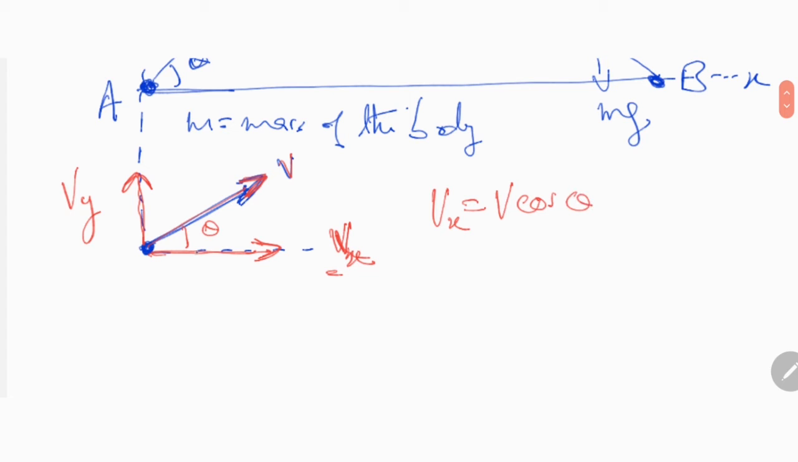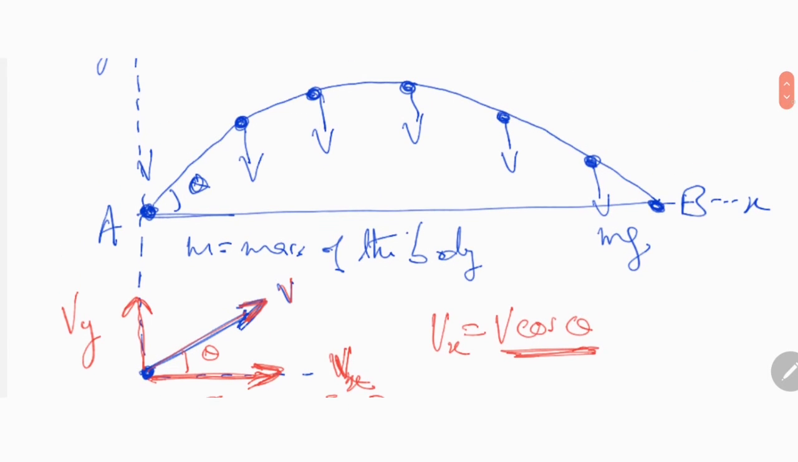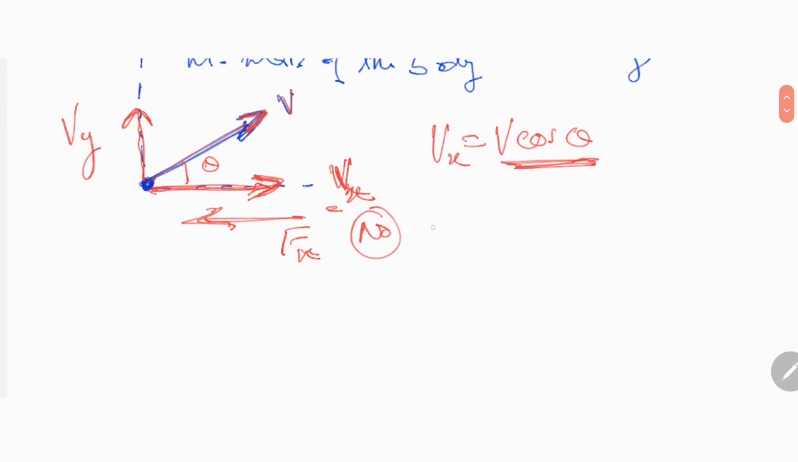So the body will move in this direction. Now tell me something. Think about this. When the body is moving in the horizontal direction with a velocity of v cos theta, is there any force acting along the x-axis? Is there any effect acting? The answer is no. The only force acting on a body which is under a projectile is gravity. There is no other force acting on this body. Therefore, there is no force along x.